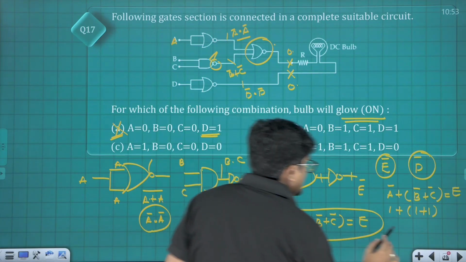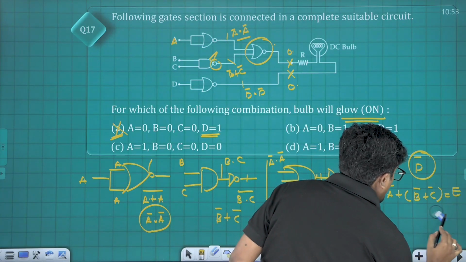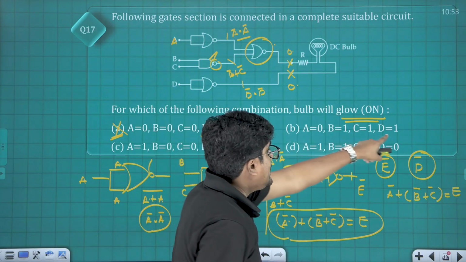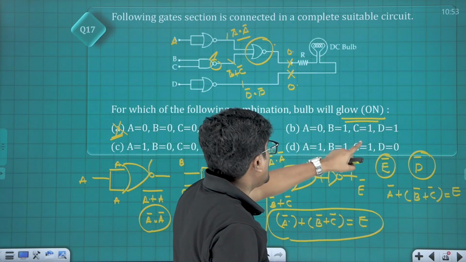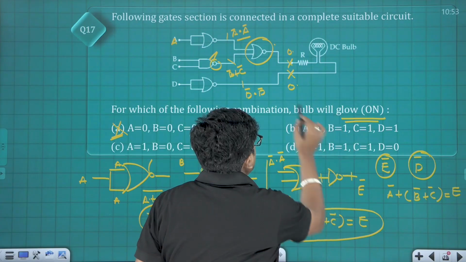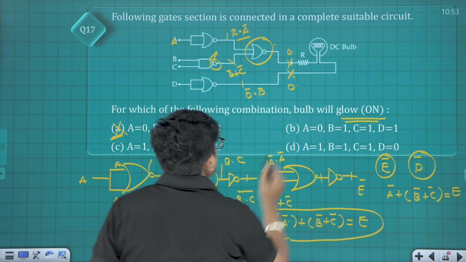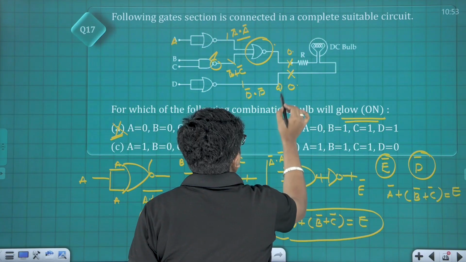In that condition, I am going to take this as a reference. Here D is equal to 1, and if D is equal to 1, the inverse of that is going to be 0. The inverse of that is going to be what? 0. So this was option A.